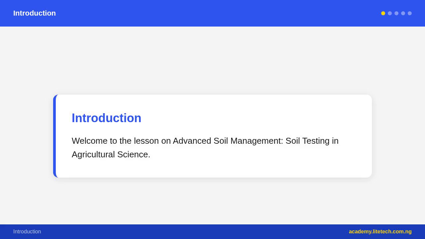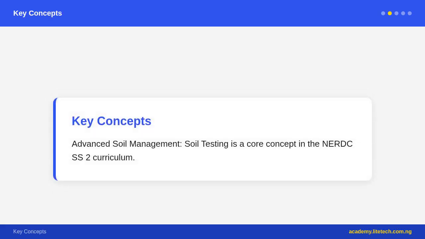In this lesson, we will explore the methods of soil testing, how to interpret soil test results, and how to use this information to improve farm productivity. By the end of this lesson, you will understand why soil testing is not just a laboratory exercise but a practical tool that transforms farming outcomes across Nigeria.